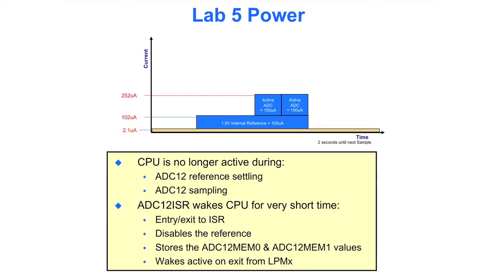The ADC12 interrupt service routine wakes up the CPU for a very short time at the end here, during the entry and exit to the interrupt service routines, when it disables the reference, when it stores the ADC12 MEM0 and MEM1, the temperature and VCC values, and then it wakes active on exit to do the processing and goes right back to sleep. So that's a very, very short period right here.